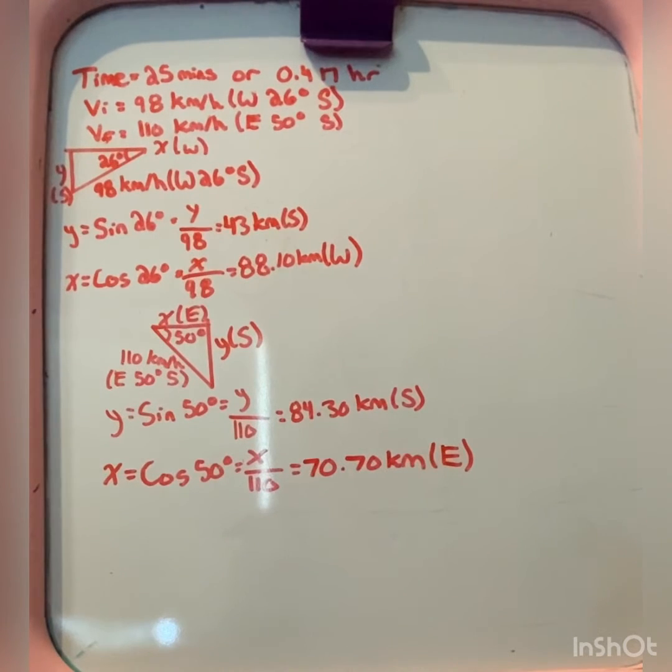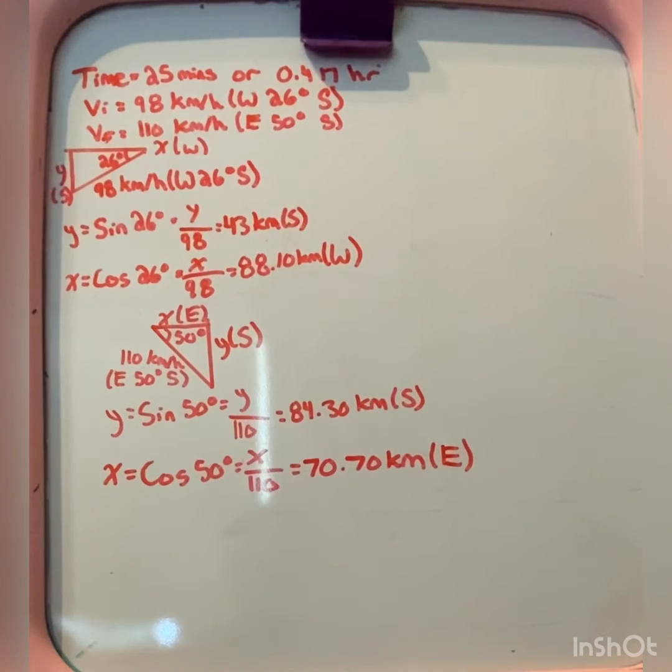For this question, we are given the time of 25 minutes, but we cannot use this unit in our equations, so we have to convert this to hours. To do this, we take 25 and divide it by 60, and we get 0.417 of an hour.